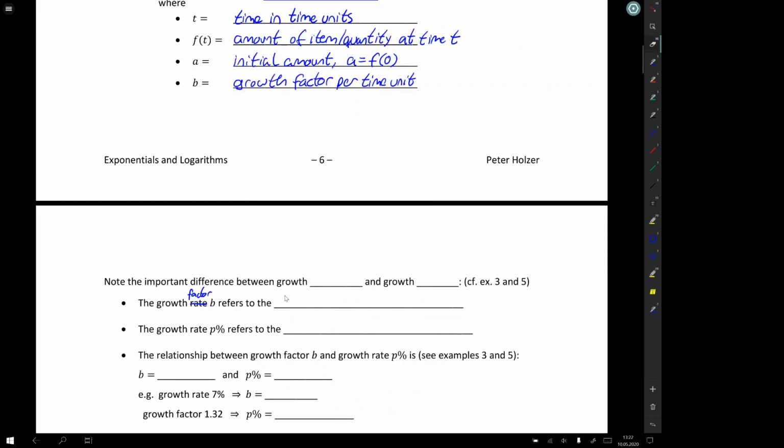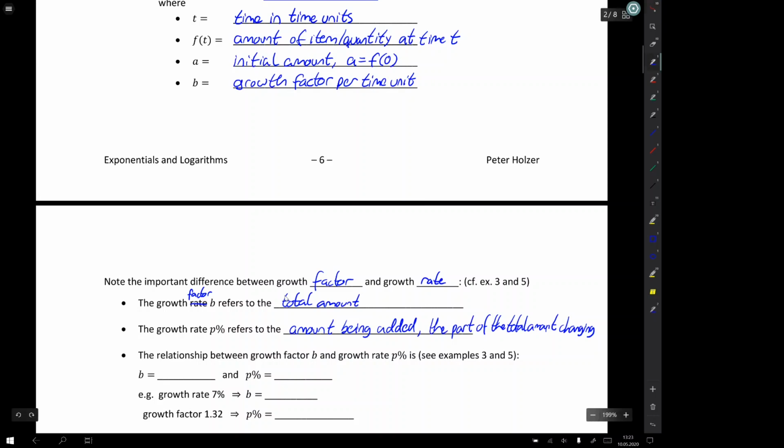It is important to note the difference between growth factor and growth rate. The growth factor, b, refers to the total amount, while the growth rate, p%, refers to the amount that is being added, or just the part of the total amount that changes. And the relationship between these two things, b and p%, well, that's not so difficult.